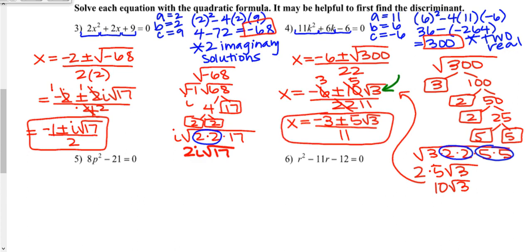So let's check. I was supposed to get 2 real answers, and I did. I got negative 3 plus 5 root 3 over 11, and then I got negative 3 minus 5 root 3 over 11. The 2 solutions comes from that plus or minus. That means I have 2 solutions. And then the fact that I have no i values in my solution means both my answers are real. If I were to have i in my answer, like I did on number 3, that means both those solutions are going to be imaginary.